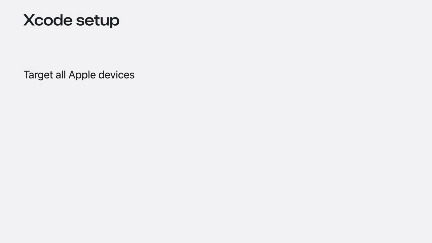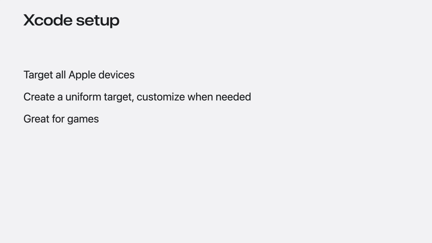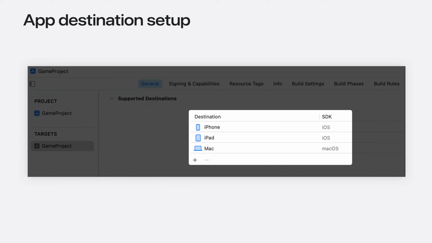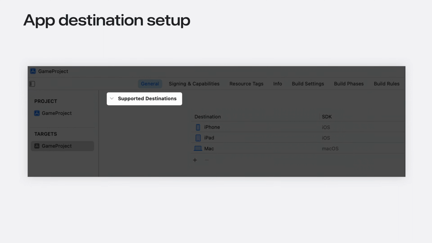Properly configuring your Xcode project sets you up for success in bringing your game to macOS and then building and running it in iOS in one step. With Xcode, it's simple to target all Apple devices uniformly, while still allowing for customization when needed. This is great for games, as they typically use a common codebase and share most of their project settings across all destinations. The game porting example shows you how to set up a multi-device project. The example targets both macOS and iOS devices. You can find this in project settings under supported destinations. This setup ensures that both macOS and iOS can access the full capabilities of their respective SDKs.